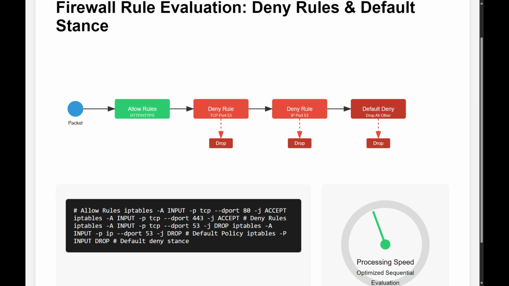From a performance perspective, this rule-based access control, RULEBAC, system demonstrates remarkable efficiency despite its comprehensive evaluation process. The sequential rule checking is optimized for rapid processing, ensuring minimal impact on network performance while maintaining robust security controls. This overview illustrates how RULEBAC implements a balanced approach to network security, combining specific allow and deny rules with a default secure stance. The system's ability to maintain high performance while executing these complex rule evaluations makes it particularly suitable for modern network security requirements.